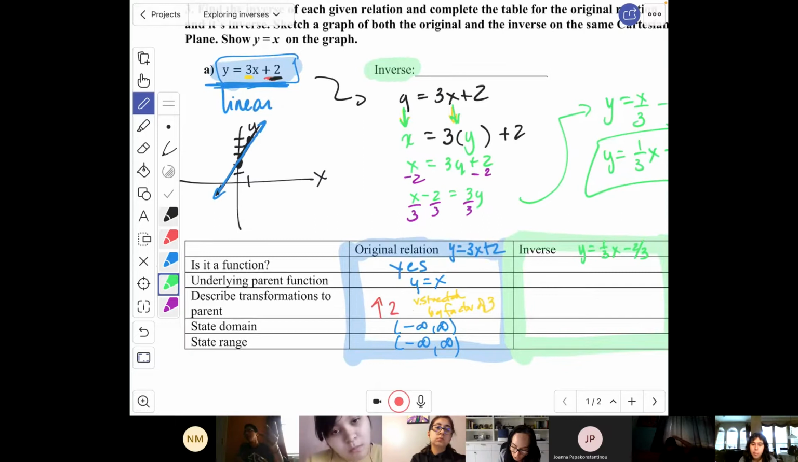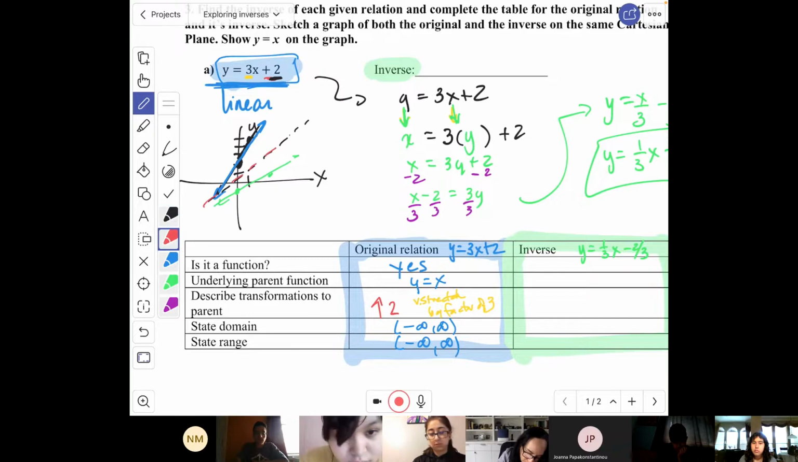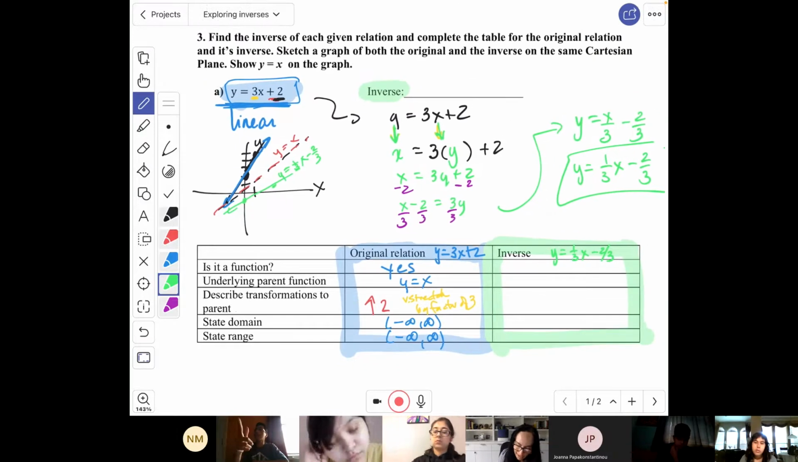And I could graph that. If I came back to my original Cartesian plane, I could plot that 0, negative 2/3, I could go up 1 and over 3. And guess what? That would be the reflection across y equal x. Do you see that? That's cool. All right. So let's talk a little bit more about this equation and the graph of this reflected function, looking at the inverse.